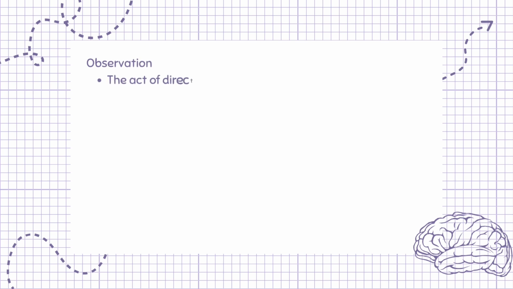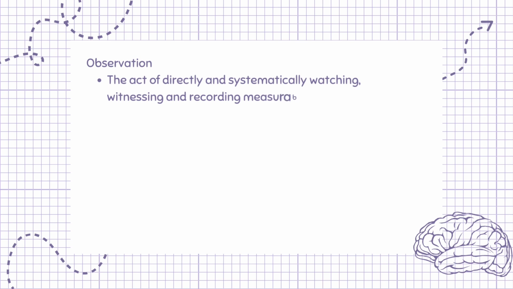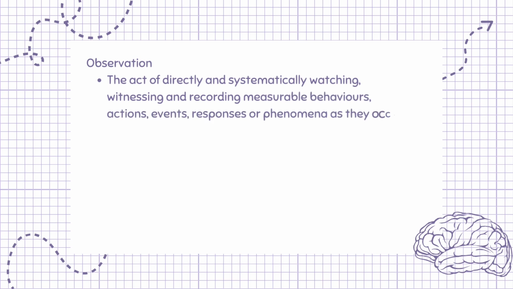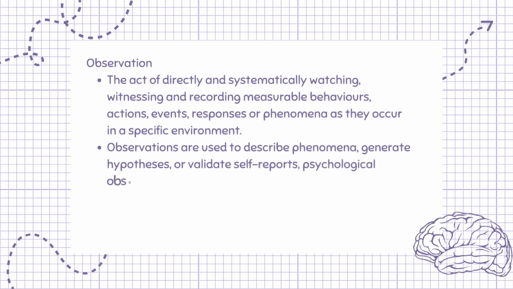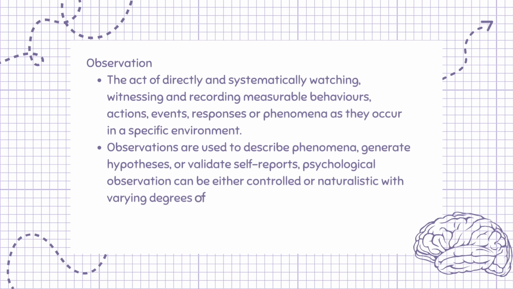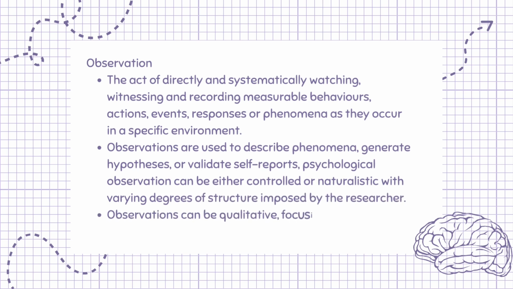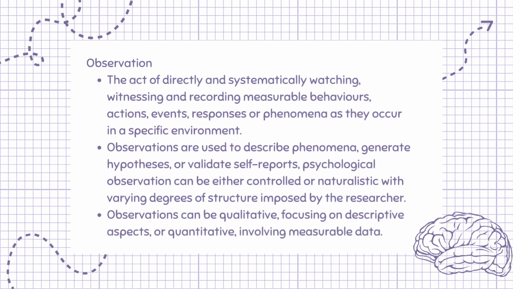Observation: the act of directly and systematically watching, witnessing and recording measurable behaviors, actions, events, responses or phenomena as they occur in a specific environment. Observations are used to describe phenomena, generate hypotheses, or validate self-reports. Psychological observation can be either controlled or naturalistic with varying degrees of structure imposed by the researcher. Observations can be qualitative, focusing on descriptive aspects, or quantitative, involving measurable data.